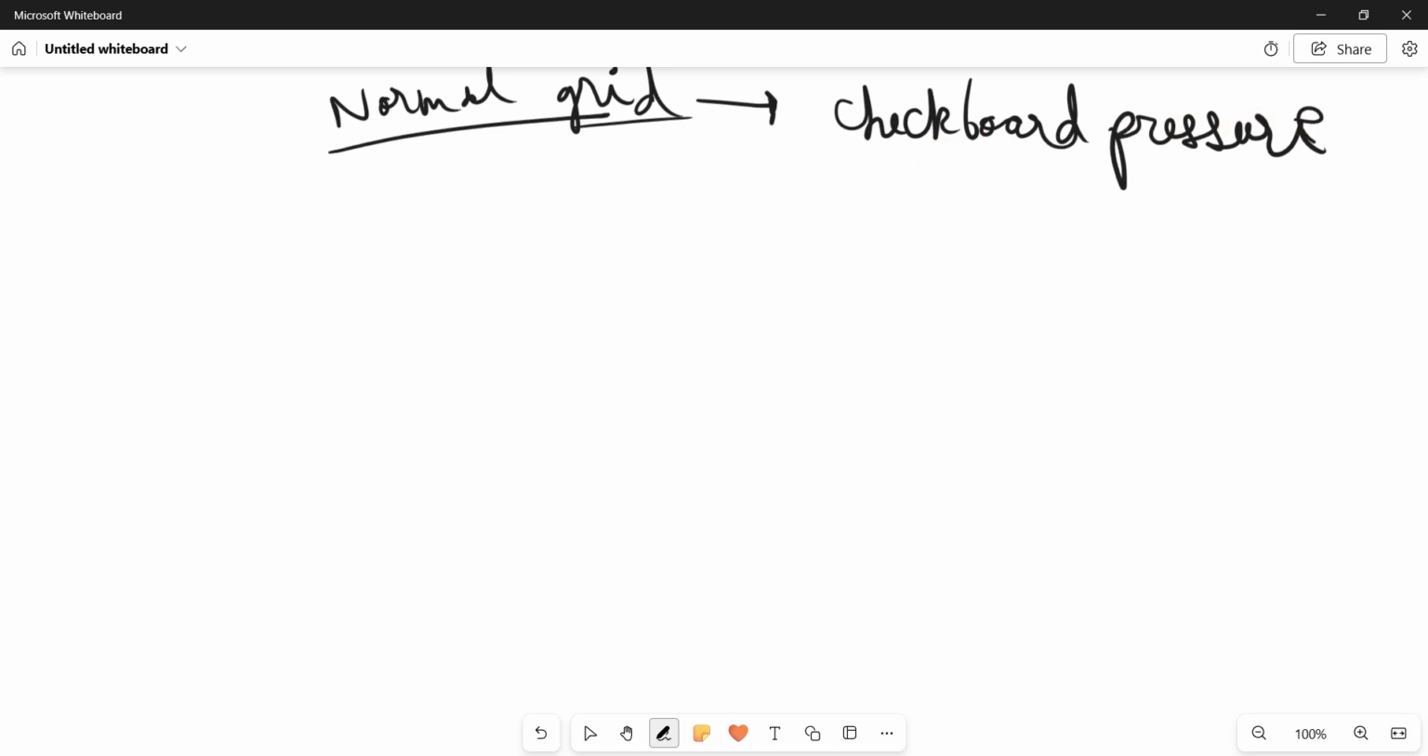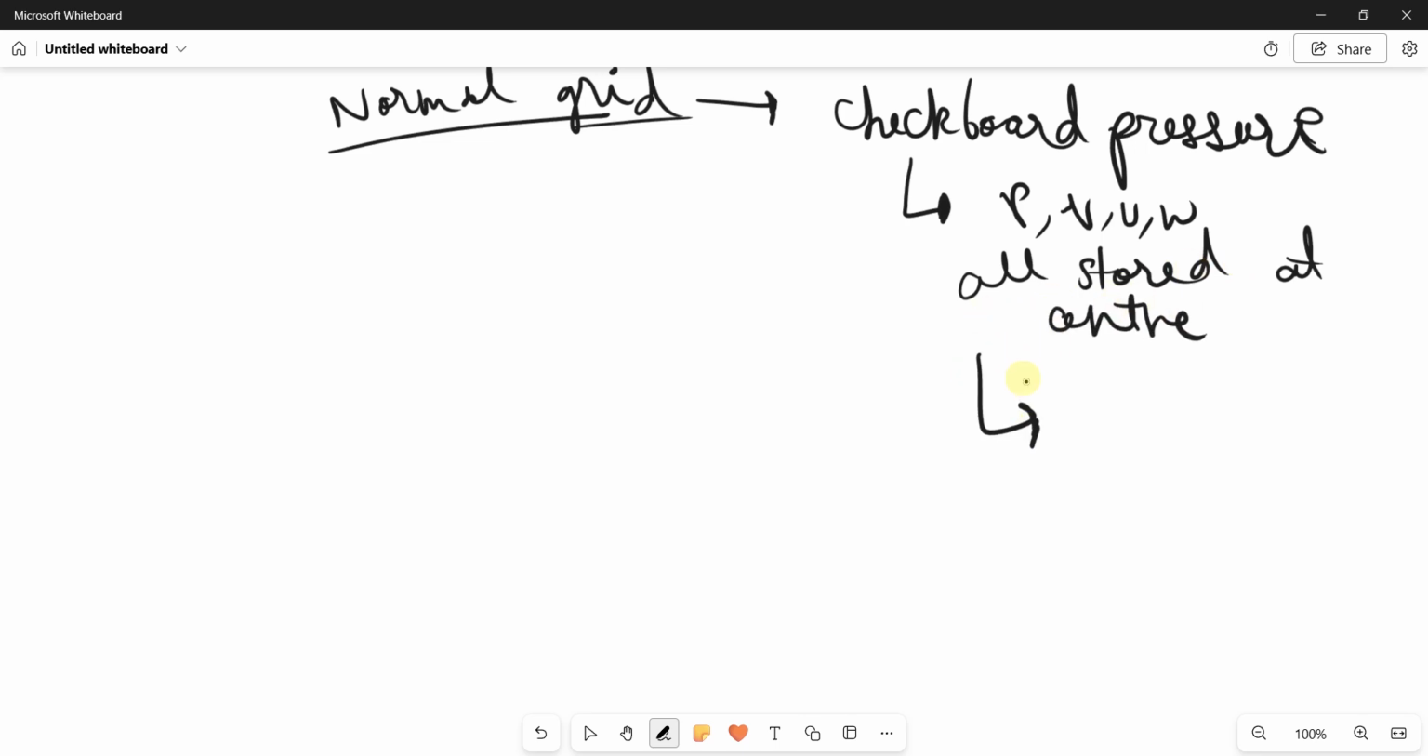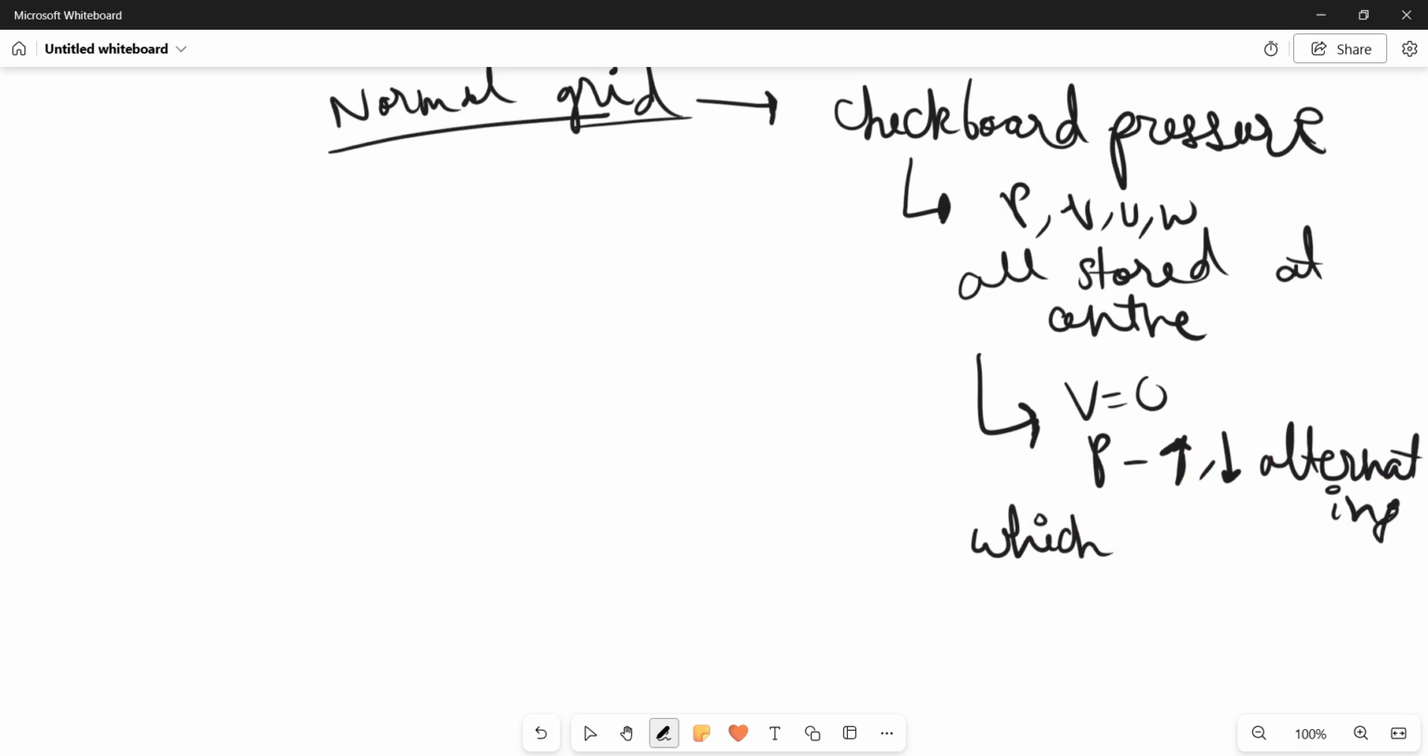Because of this, you cannot have data or everything, that is pressure, velocity, u, v, w, all stored at the center, because it will cause this case where you get your v equal to 0, but p is alternating, going up and down, which isn't practically possible, right? So this was the problem with the normal grid.